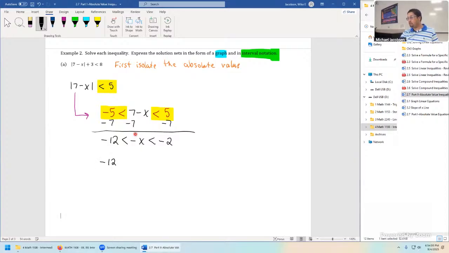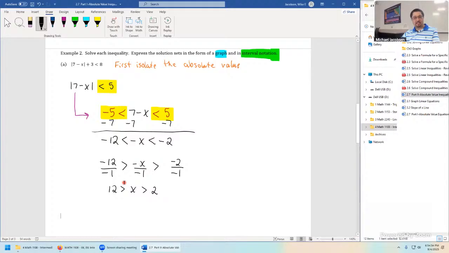So I'll write in a new row, -12. We're dividing by -1 here. -x we divide by -1. -2 divide by -1. But now that means all inequalities this time are going to flip. Less than is a greater than here. Less than turns into a greater than here. Now let's just simplify what we've got. We have that 12. It's greater than x, which is greater than 2.